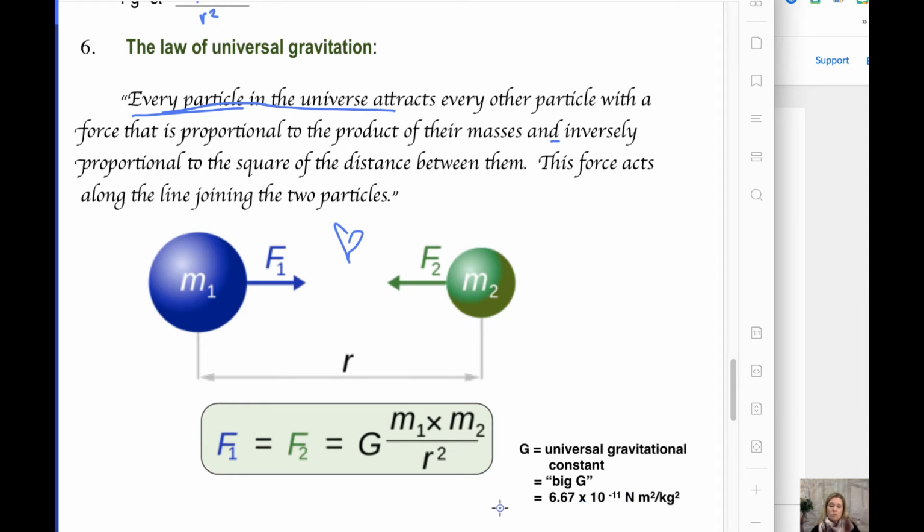Now, what do you notice about big G? I hope you notice big G ain't big. The symbol is big, it's a capital G, but this is little, tiny.